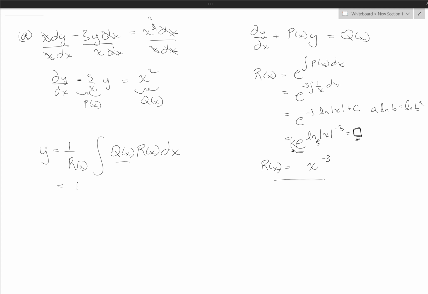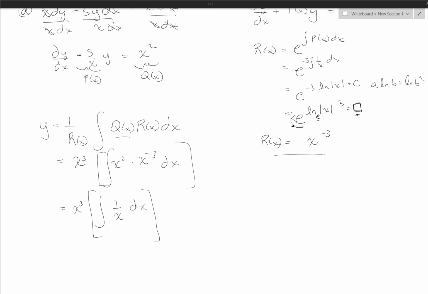So this becomes just simply x to the 3. And then this becomes, okay, q of x is now x squared. R of x is x to the negative 3. So we're going to take the integral of that dx. Okay, so this becomes x to the 3 times the integral of 1 over x, really, right? So 1 over x dx. Now, what is the integral of 1 over x?